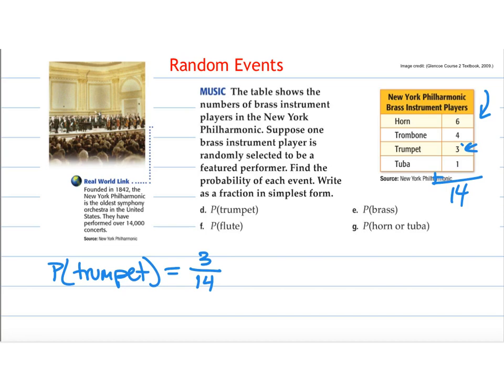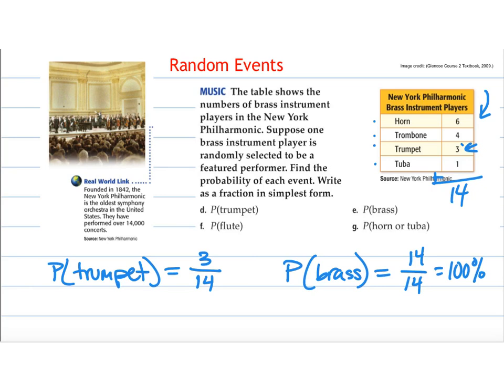For E, the probability of selecting a brass instrument player. So, we have to know some information here. Little prior knowledge is necessary here. That's a brass instrument. Well, all of these happen to be brass instruments. So that means that we have a 14 out of 14 chance, which is 100%, which it is certain that I'm going to pick a player of a brass instrument because that is what I'm drawing from.